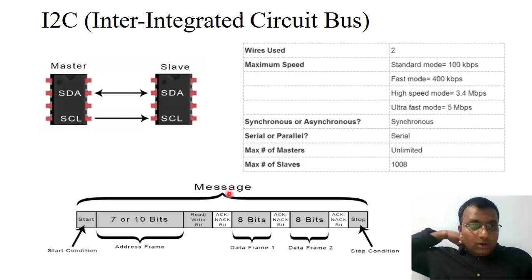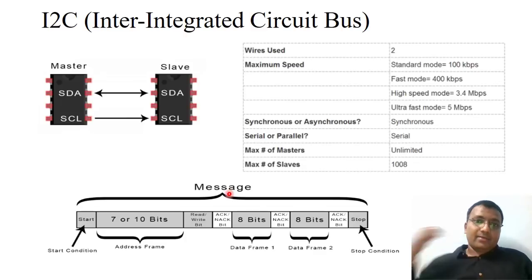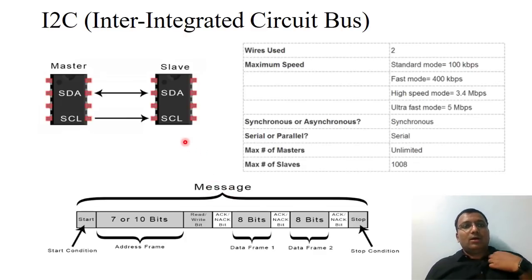The next very popular protocol is I2C, that is inter-integrated circuit bus. It is a 2-wire protocol. One wire is SDA, which stands for serial data access, and the other wire is SCL, that is serial clock. So there is a master and there are slaves. We can have one master and multiple slaves as well.